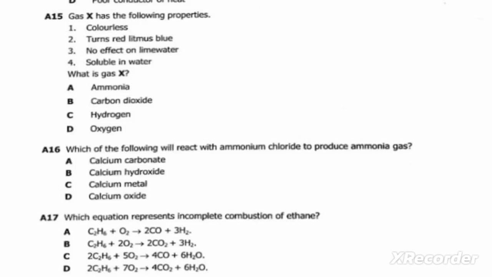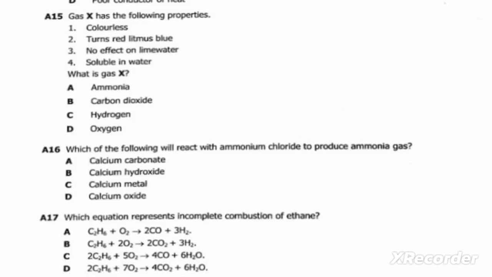Question A15, the question reads, gas X has the following properties. Number 1, colorless. Number 2, turns red litmus paper blue. Number 3, no effect on lime water. Number 4, soluble in water. What is gas X? A. Ammonia. B. Carbon dioxide. C. Hydrogen. D. Oxygen.